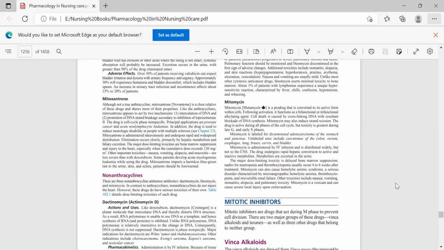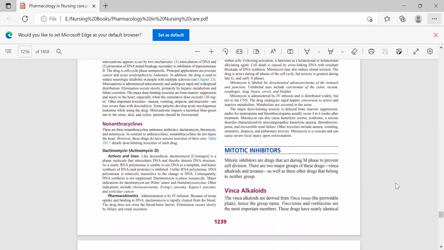Other toxicities include nausea, vomiting, alopecia, and mucositis, and are less severe than with doxorubicin. Some patients develop acute myelogenous leukemia (AML). Mitoxantrone imparts a harmless blue-green tint to the urine, skin, and sclera. Patients should be forewarned.